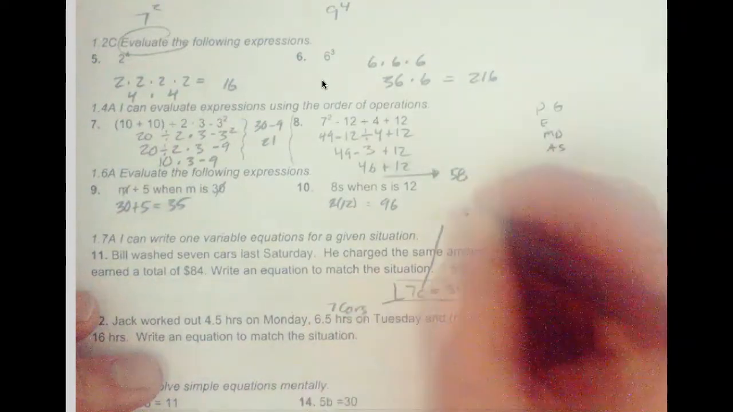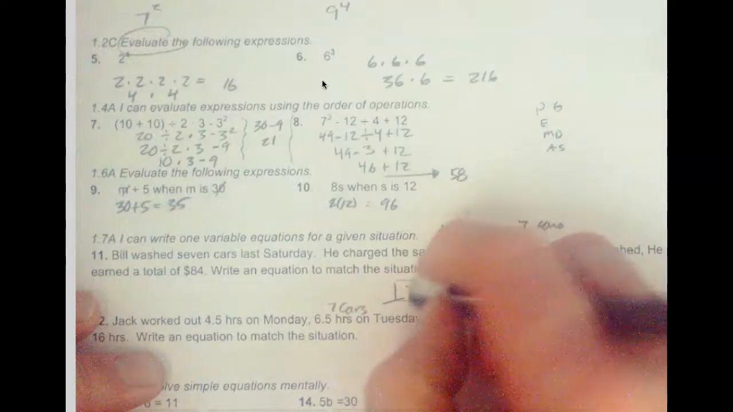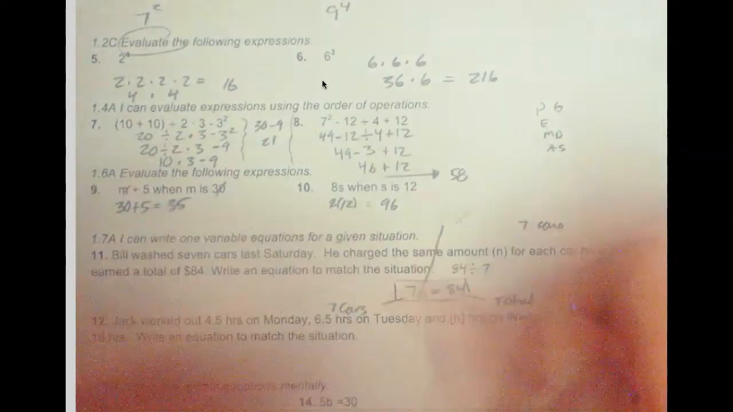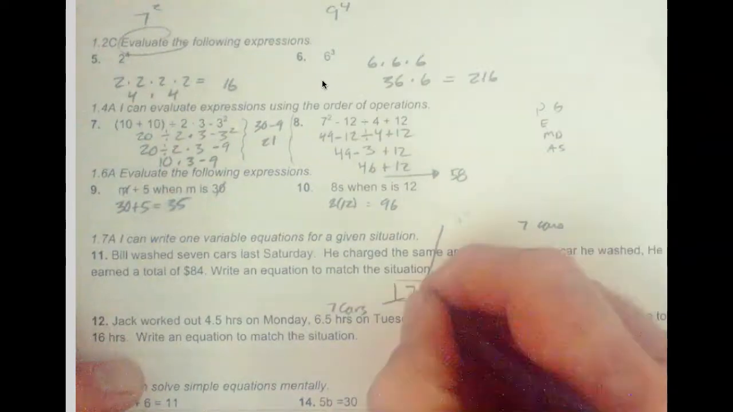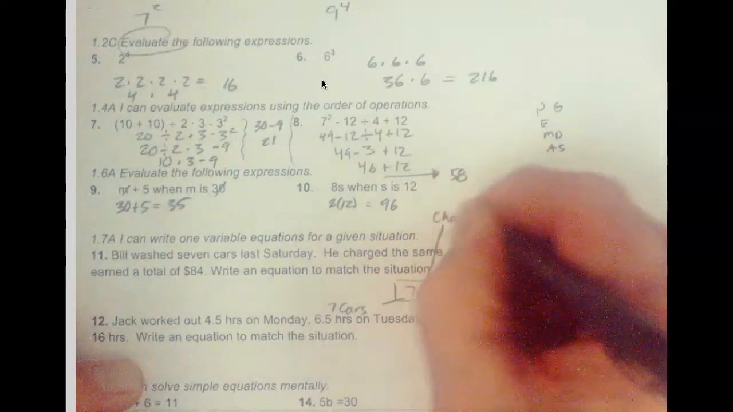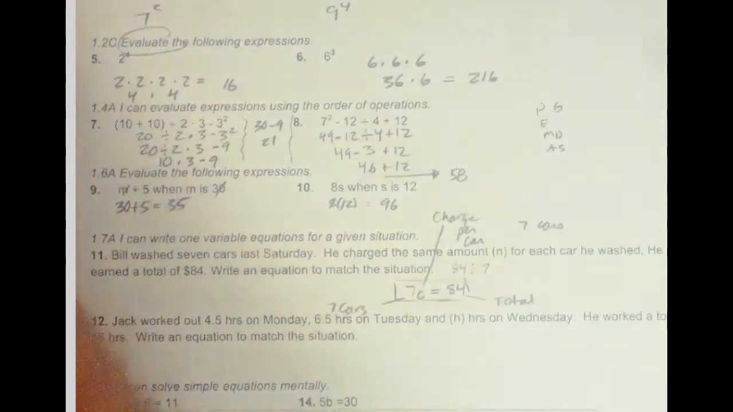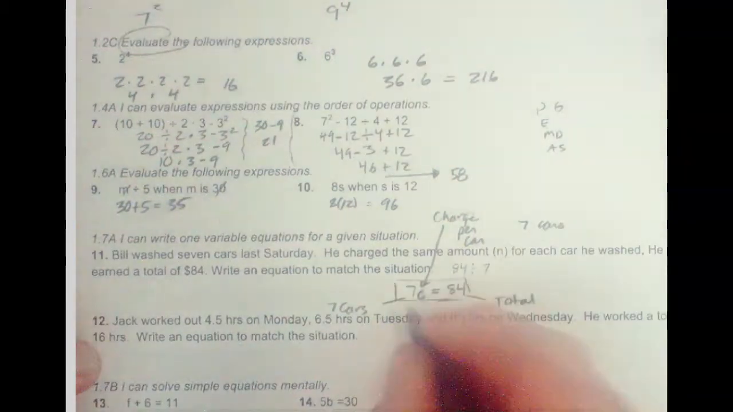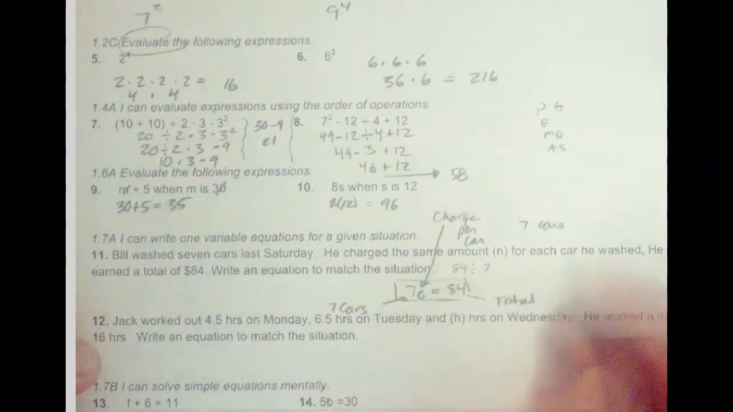And this is the cash or the money he charged. Could even change maybe that variable to M for the money. Or his earnings or his charge. I guess we use C for charge. Charge per car. All right, makes sense. 7 cars, so much charge per car, looks like $12 equals a total earned. There we go.